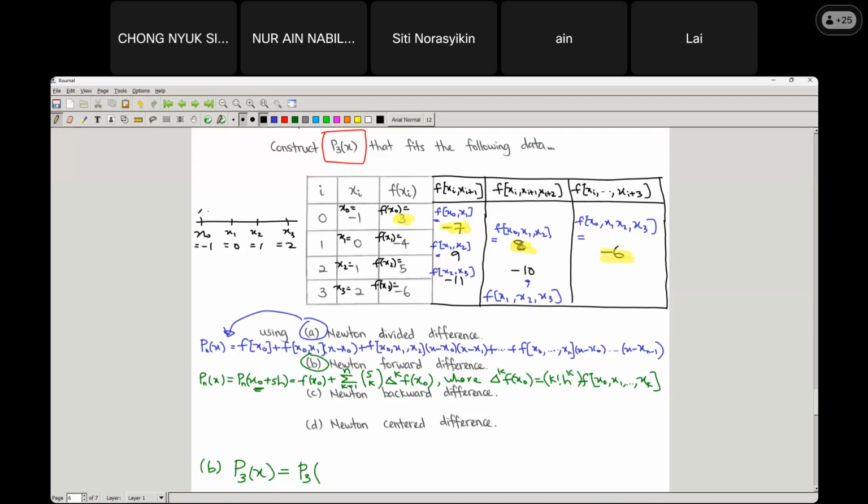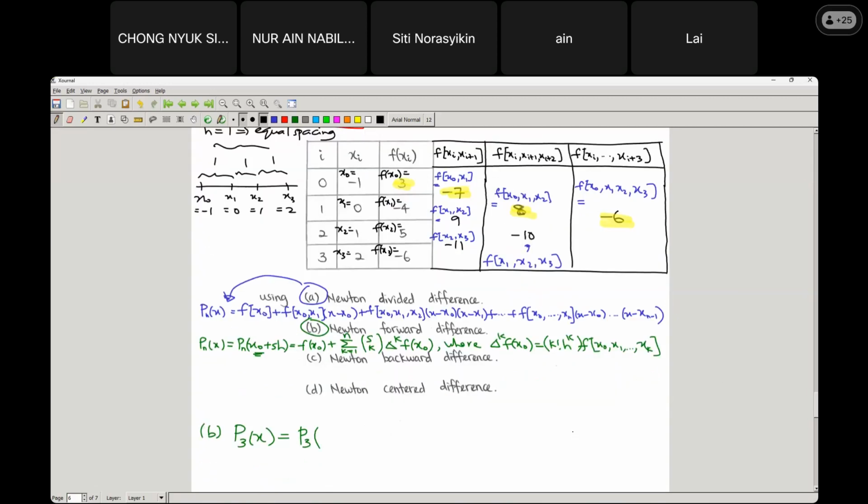So what is the difference between x0 and x1? In between you have -1 and 0, so 0 minus -1 gives 1. For x2 and x1, 1 minus 0, so the step size is also 1. Between x2 and x3, 2 minus 1, I also have 1. So we know that our h is equal to 1, and this shows that it is equal spacing. With equal spacing, we can use the Newton forward difference formula to find the answer.